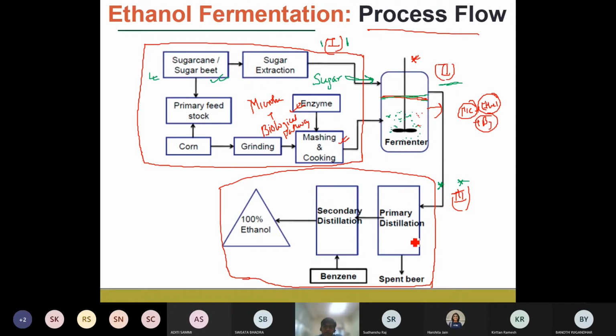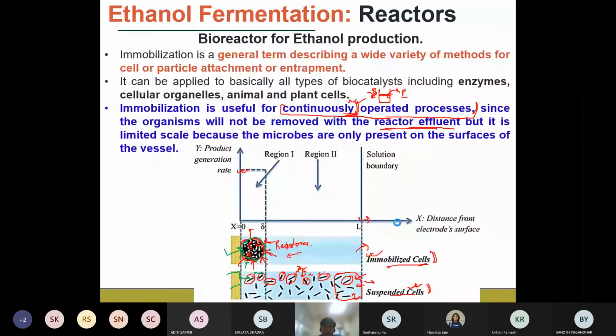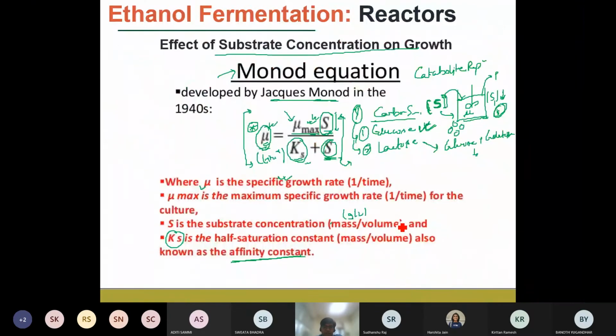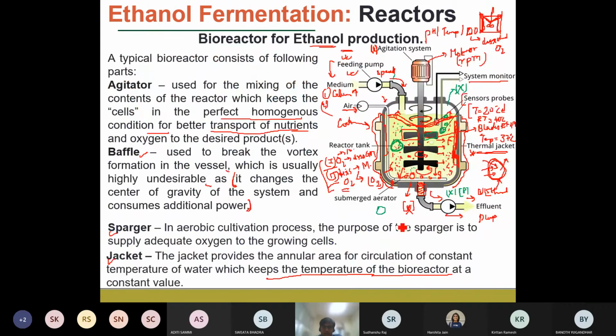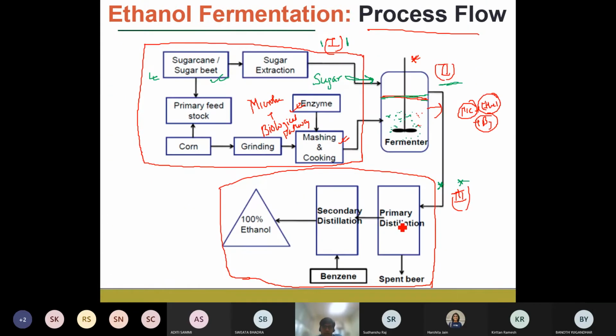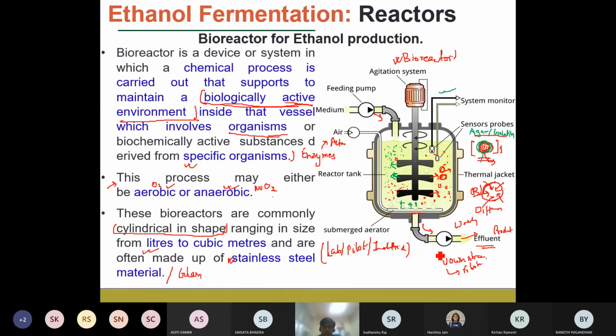So, for that, you have several downstream processes, and in the case of the ethanol fermentation, we have the distillation. We looked into how we can actually separate it, because ethanol we know is a volatile liquid, so by application of appropriate heat, corresponding to the boiling point of ethanol, we can vaporize the ethanol from the mixture of the different components. So we looked into the distillation part, and then we looked into the bioreactors.